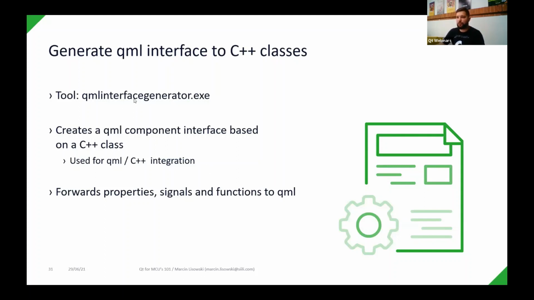Well, so getting back to the QML interface generator, it's used basically to convert the header files of C++ classes to QML intermediate files for the compilation process, and forwards all of the properties, signals, and functions to QML. So if your class contains properties, signals, or functions, they will be transferred to QML and will be accessible from the QML as well.